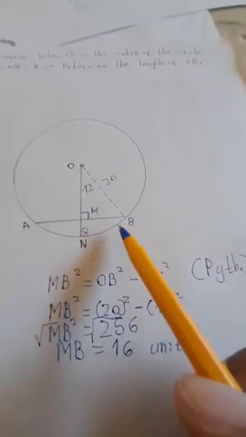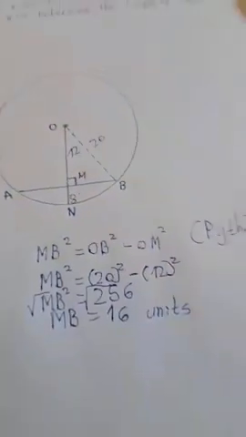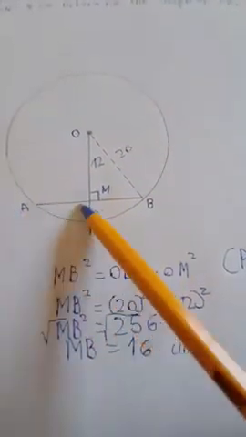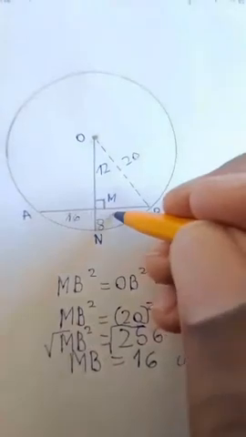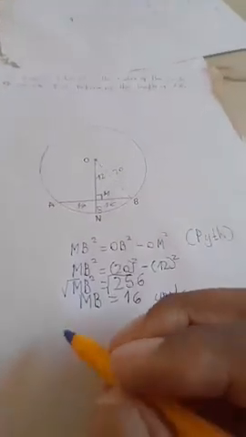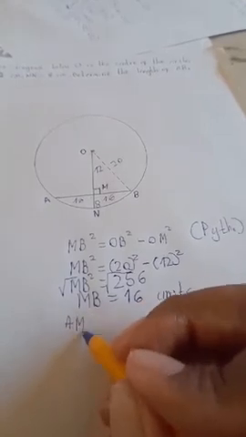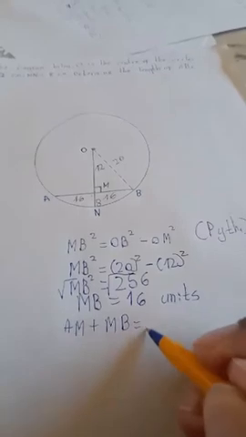If MB is 16 units here, that means AM is also 16 units. So we can say 16 units or 16 centimeters, since they give us centimeters. Therefore we can say AM plus MB is equal to AB.